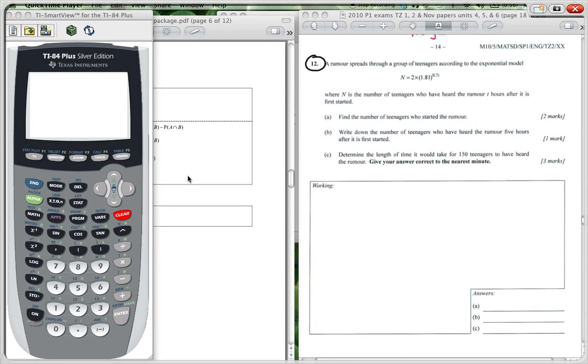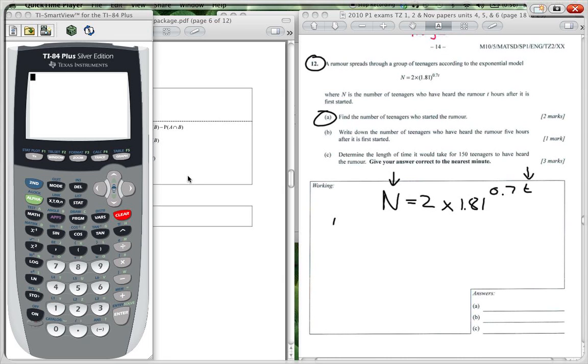Question 12. A rumor spreads through a group of teenagers according to the exponential model N equals 2 times 1.81 to the power 0.7t, where N is the number of teenagers who have heard the rumor t hours after it first started. So this t is in hours. Part A, find the number of teenagers who started the rumor.